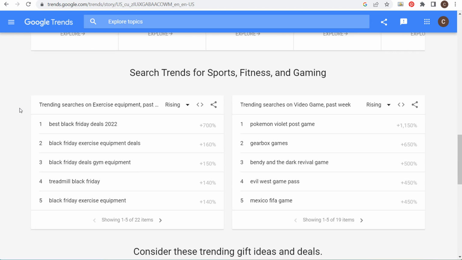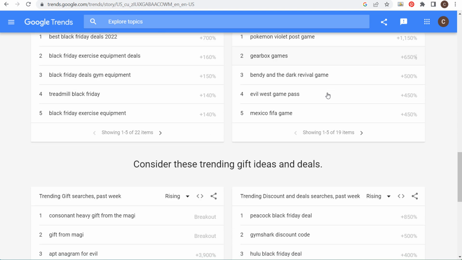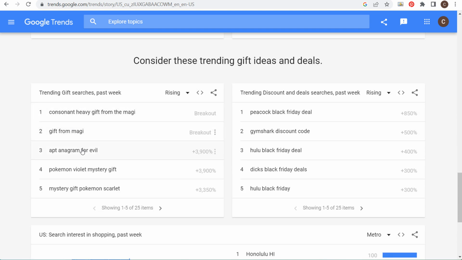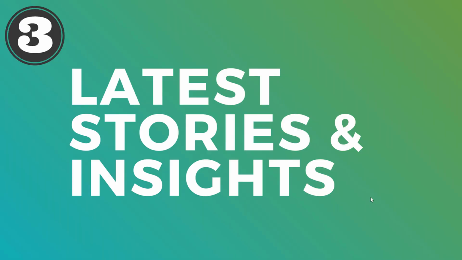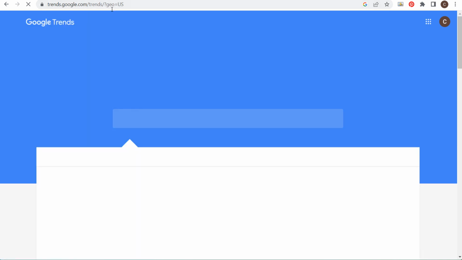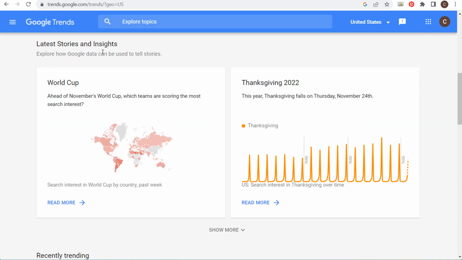So if we keep coming down here, you can see some of the top trending searches. This is on exercise equipment. So over here on video games, consider these trending gift ideas and deals. So you can get all sorts of information here just by coming to the latest stories and insights, which you can find on the Google Trends homepage. So if some of these latest stories and insights are useful for you, then you can maybe use some of them to your advantage as a marketer.